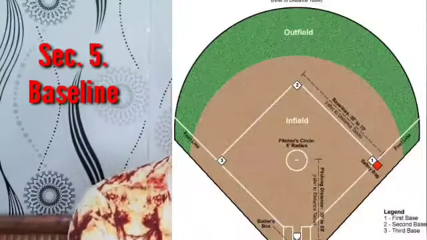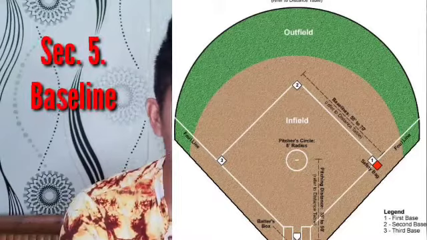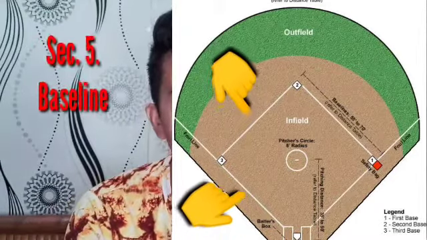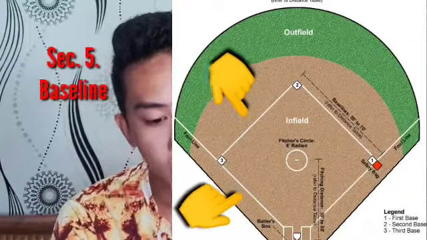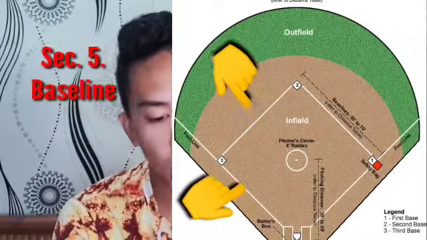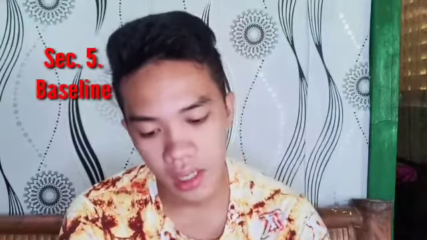Section 5, baseline. The baseline in softball is 60 feet. When measuring baselines, the proper way to do it is from the back of home plate to the back right corner of first base, then from the back right corner of first base to the center of second base. So yun yung pagsukat ng baseline. Yung baseline ng softball is 60 feet lamang.